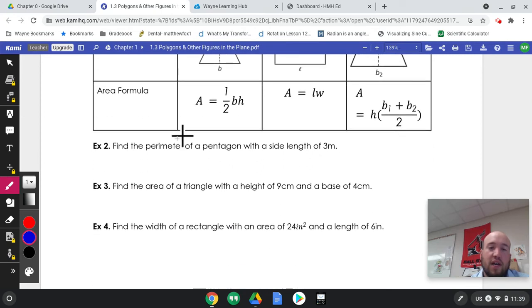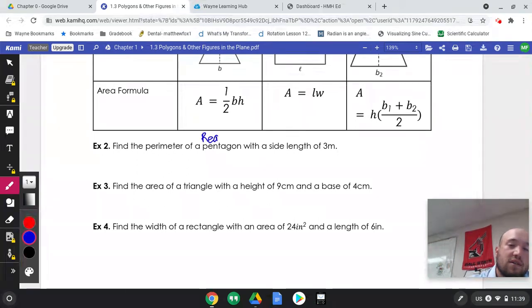If we look here, how do we find the perimeter of a pentagon? And I probably forgot a word that I should have put here, regular pentagon. As regular tells us all the sides are the same. So if it's a regular pentagon, that means there's 5 sides of length 3. So 5 times 3 will be 15 meters.